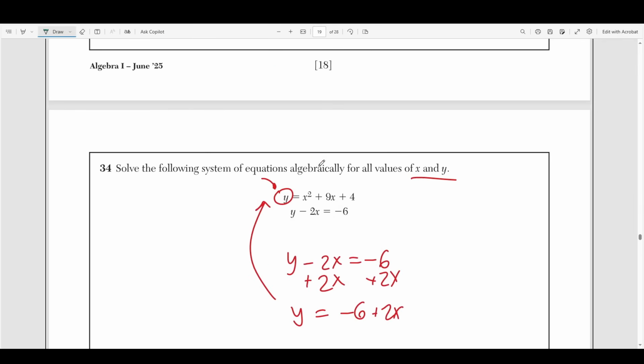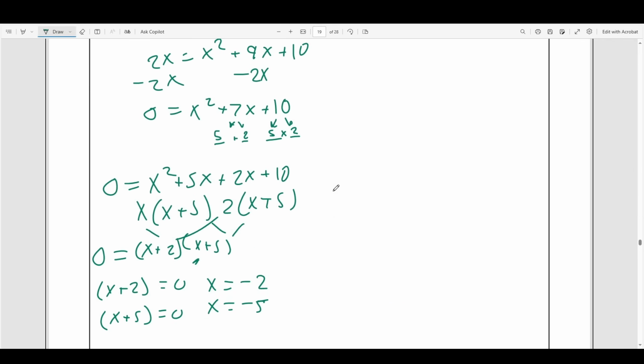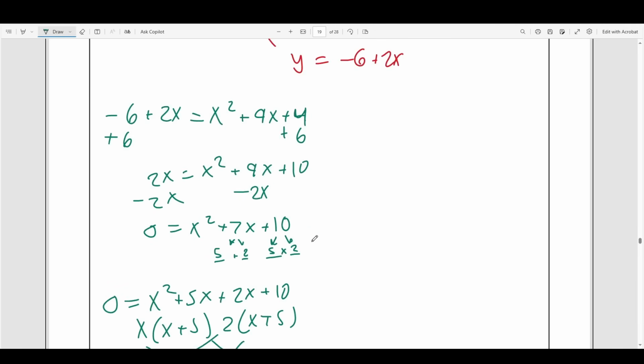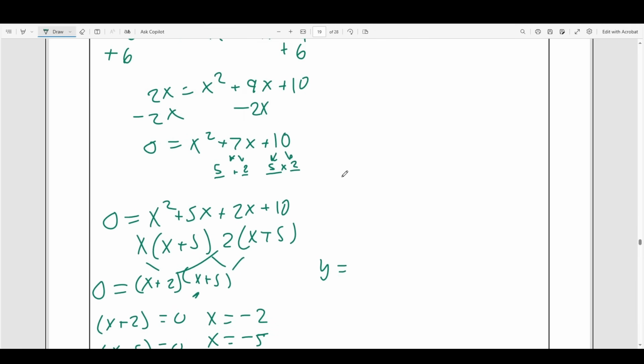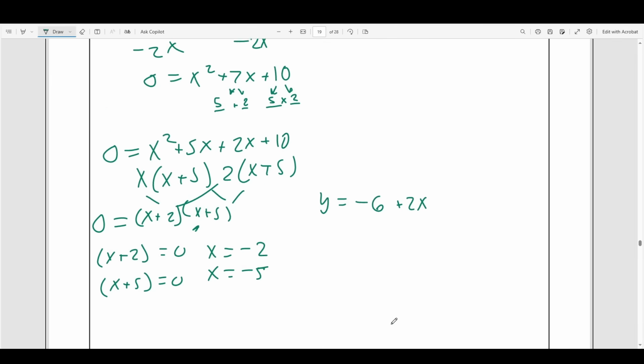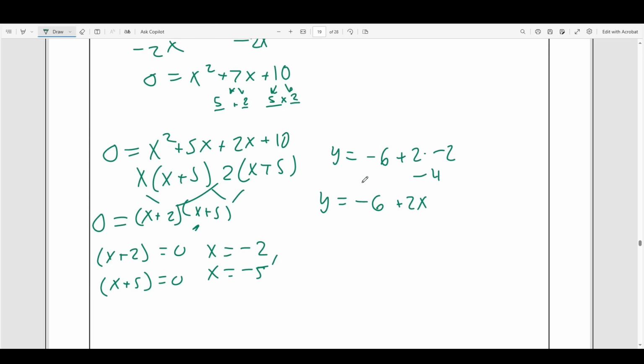But remember, we want to solve for all values of x and y. So because we're solving for all values of x and y, we now need to plug in those values of x to find y. So I already said that y was equal to -6 plus 2x. So my first point is -2. If I plug in -2 here, y is equal to -6 plus 2 times negative 2. 2 times negative 2 is negative 4. Negative 6 plus negative 4 is negative 10. So my first point is x equals negative 2, y equals negative 10.